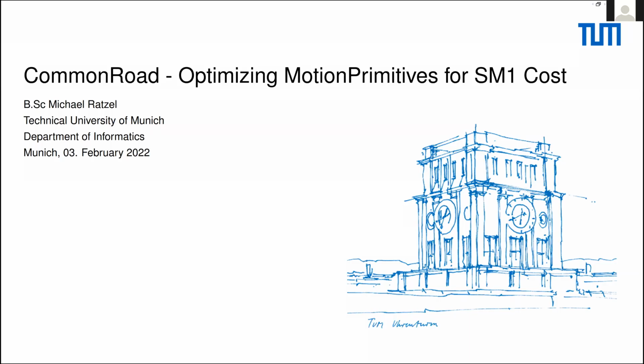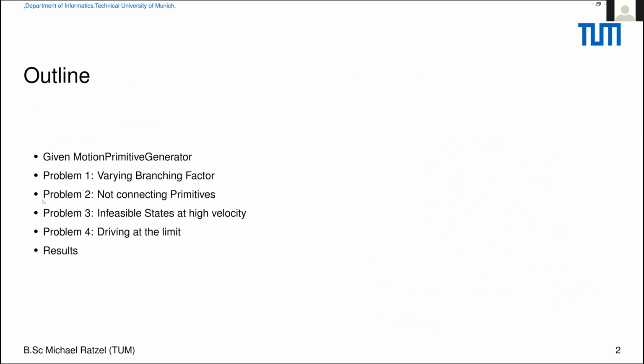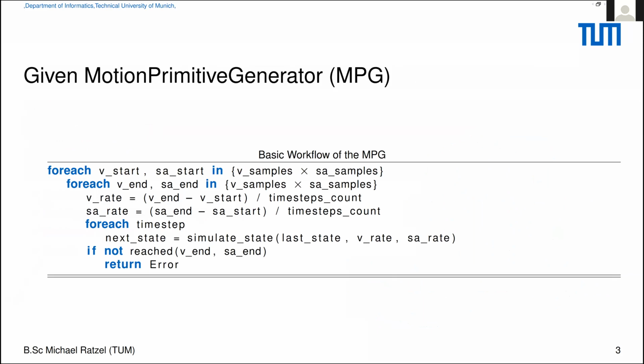So my presentation is for the topic Common Road: Optimizing Motion Primitives for the SM1 cars, as this was the metric I was focusing on. At first, as an outline, I will show what the given motion primitive generator was, then I will show some problems I saw, and then how I solved them, and my results.